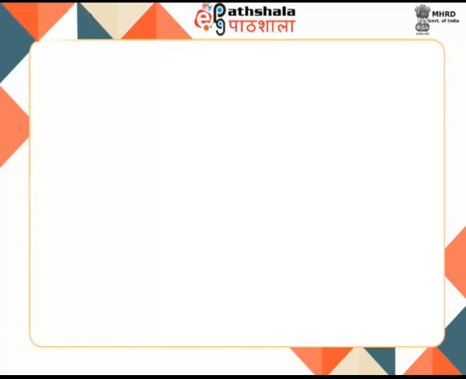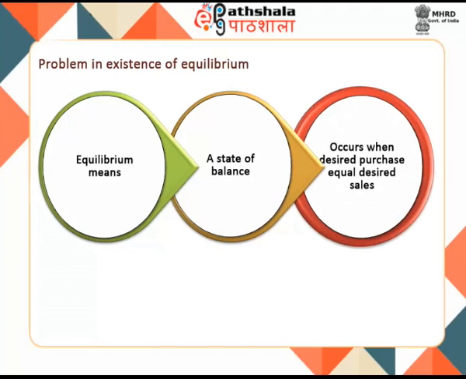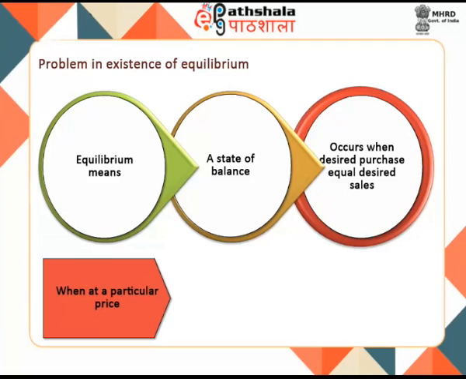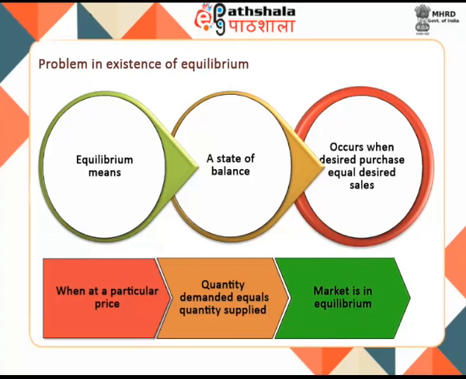Let's now analyze the problem of existence of equilibrium. We can use an alternative way of analyzing the problem of existence of equilibrium by using an excess demand function. The term equilibrium means a state of balance. It occurs when desired purchases equal desired sales. When at a particular price, quantity demanded equals quantity supplied, we say the market is in equilibrium. At such an equilibrium price, there is neither excess demand nor excess supply.